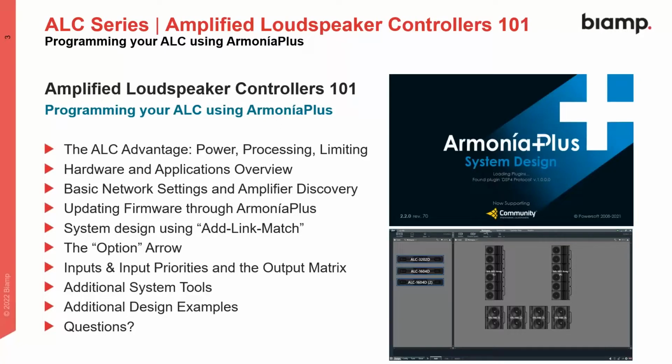We'll talk about what we call the option arrow. And then we'll go deeper in. We'll look at some input priorities. We'll adjust the output matrix. While we're in the amplifier, we'll take a look at some additional system tools. And then if we have more time, we'll do additional design examples, show you guys some screenshots of some larger systems, some more complex designs. And then, like I said, at the end, if there's any questions, we'll try to get to some.